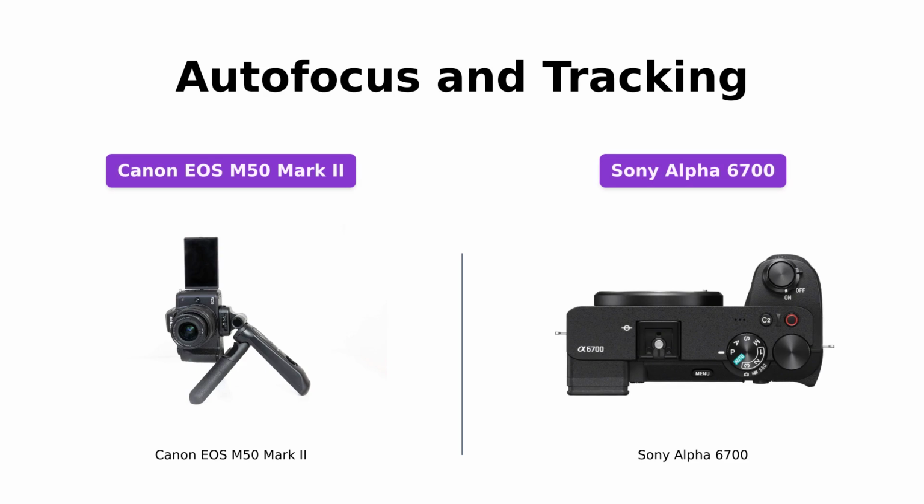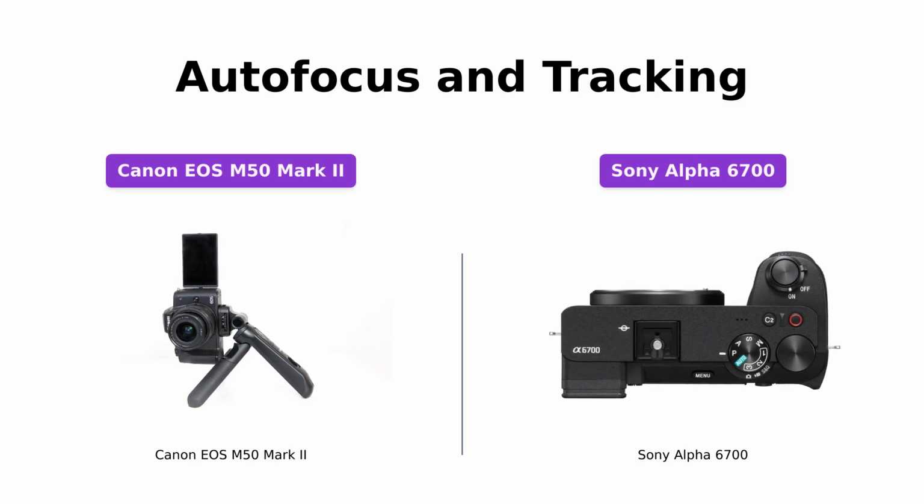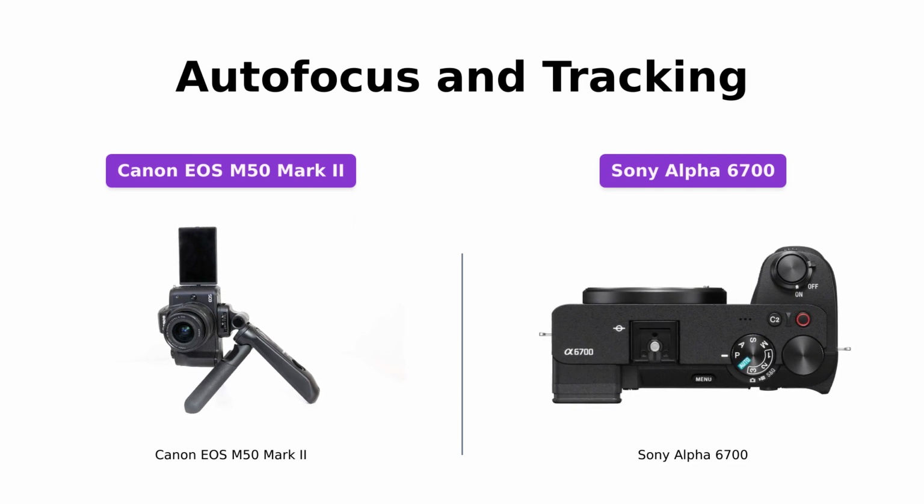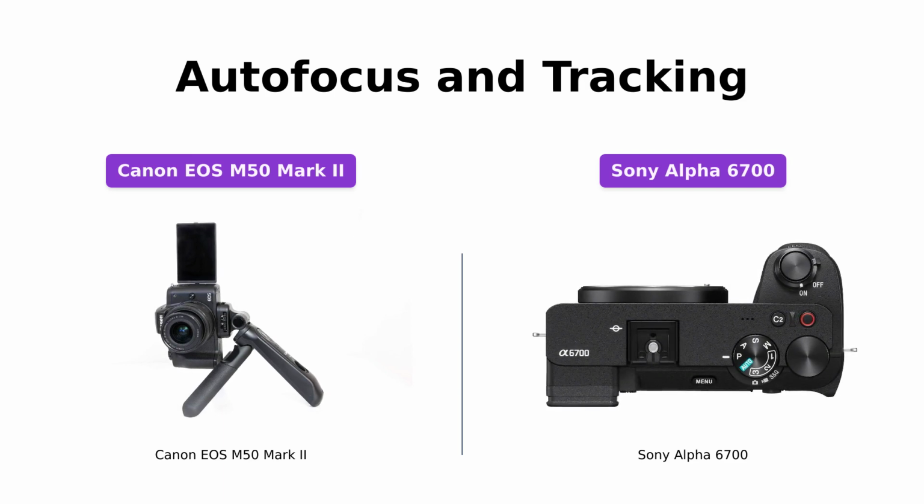Both cameras excel in autofocus performance. The Canon EOS M50 Mark II features improved Dual Pixel CMOS AF and eye detection AF, ensuring sharp and accurate focus while shooting photos or videos. Similarly, the Sony Alpha 6700 comes with a dedicated AI processing unit and real-time recognition, offering precise subject tracking. It's a tie in this category.